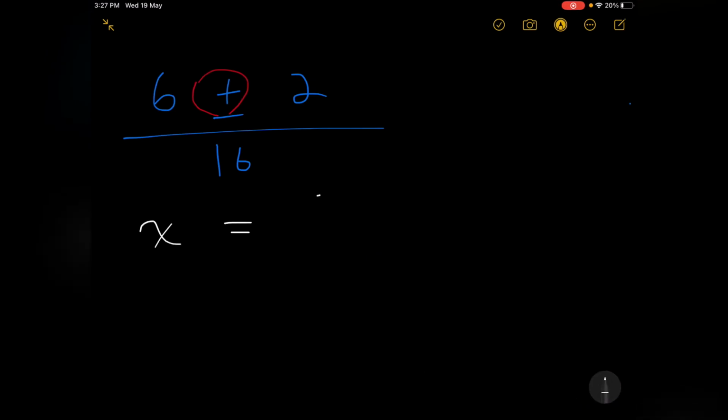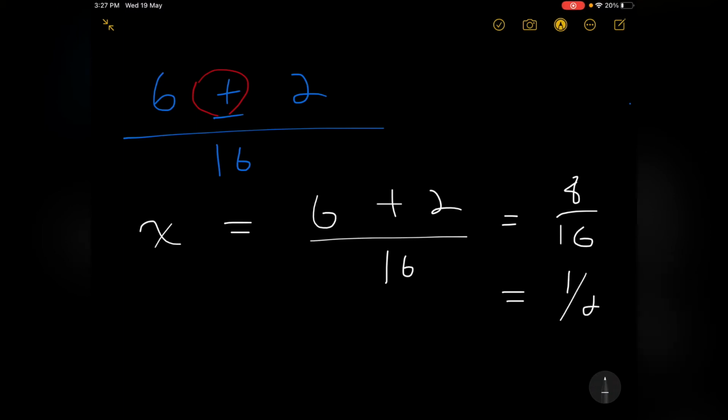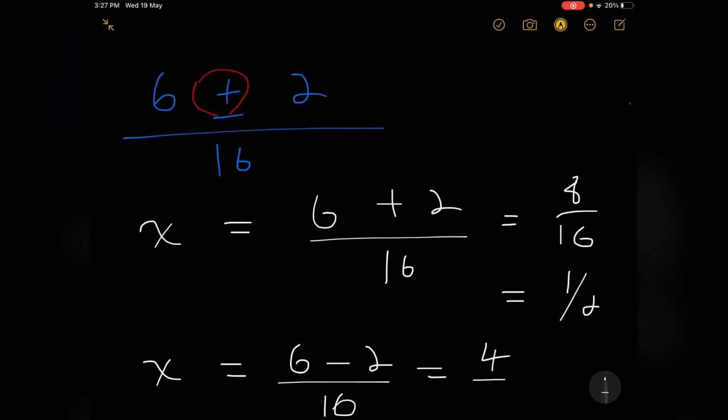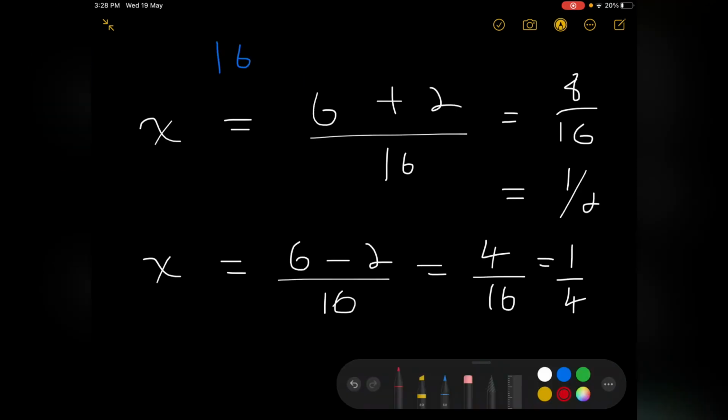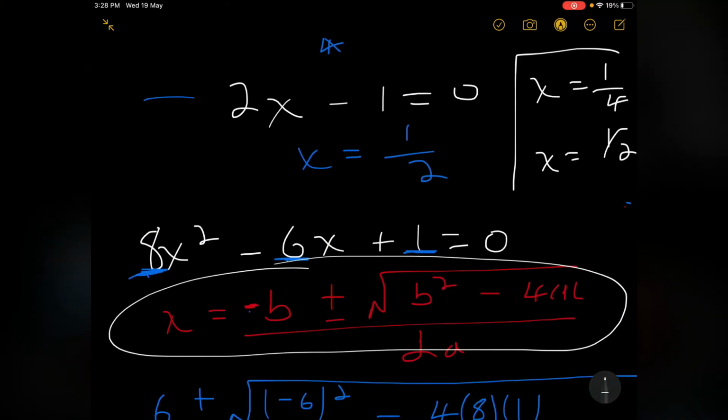One x would be equal to 6 plus 2 over 16, which would be equal to 8 over 16. If we reduce this, we will get a half. As before, remember we got a half for one of the x values. Now for our next x, when we subtract, we'd have 6 minus 2 over 16, which would be equal to 4 over 16. When we simplify 4 over 16, we have 1 over 4. As before, we got a quarter and a half for our x values. And this is how you use the quadratic formula. You just identify your a, your b, and your c, and you plug them into that equation.